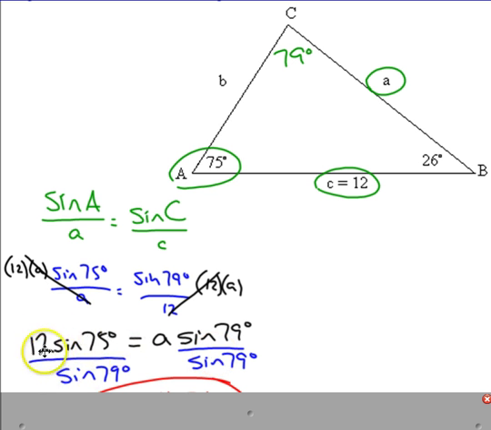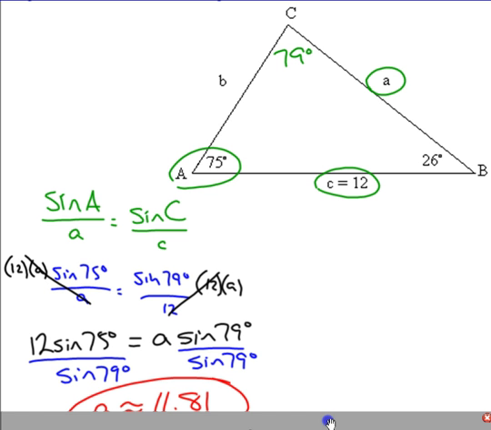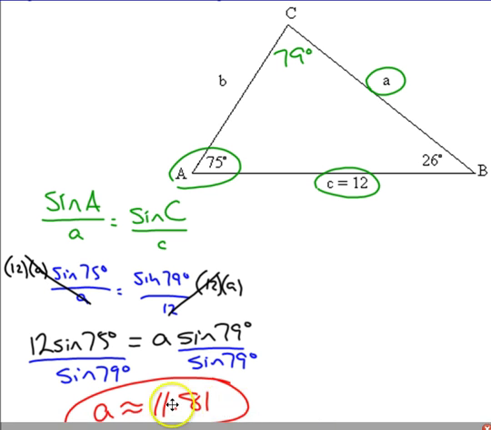Be in degree mode, type in a fraction, 12 sine 75 degrees over sine 79 degrees, and play the recording when you've got your answer. Hopefully you get that A is equal to 11.81. And that's about what we said it would be. A little smaller than 12, but not too much smaller.